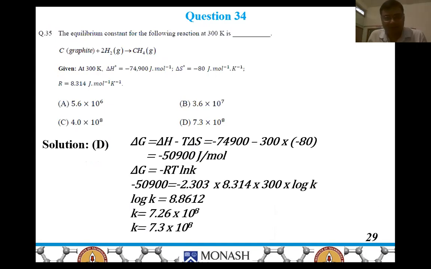And question number 35. The equilibrium constant for the following reaction at 300 Kelvin is carbon graphite plus 2H2 giving you CH4. Delta H is given, delta S is given, and R is given. So delta G is equal to delta H minus T delta S. This comes out to be minus 50,900 joule per mole, and delta G is equal to minus RT ln K. So we equate this, put in the values of R and T, and we get K equal to 7.3 into 10 to the power 8. So the correct answer is D.